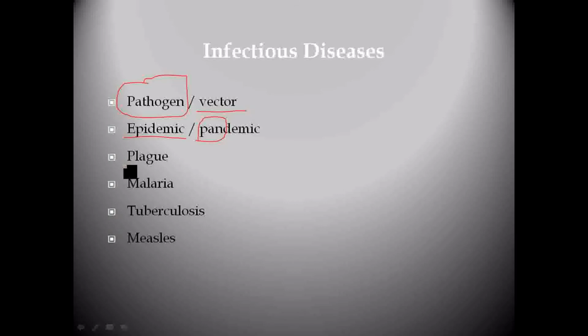The vector for plague is mice. Rats and mice will carry this bacteria, and then if humans live in close contact with them, a bite of a rat, or perhaps even eating a rat and not cooking it properly, can end up with humans being infected with Yersinia pestis.